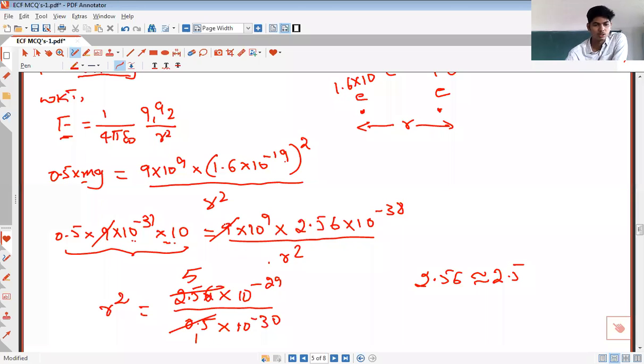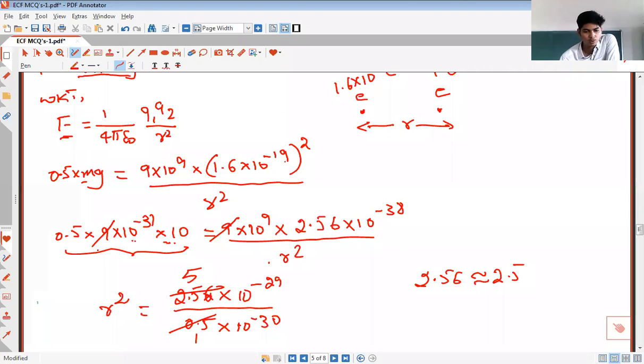Let's see. 0.5 times mg, 0.5 into mass of electron, which is 9 into 10 to the power of minus 31, into g, which is 10. That is equal to 9 into 10 to the power of 9, 1.6 into 10 power minus 19 whole square; 1.6 whole square is 2.56, and 10 power minus 19 whole square is 10 power minus 38, divided by r square as it is. 9 and 9 get cancelled out.